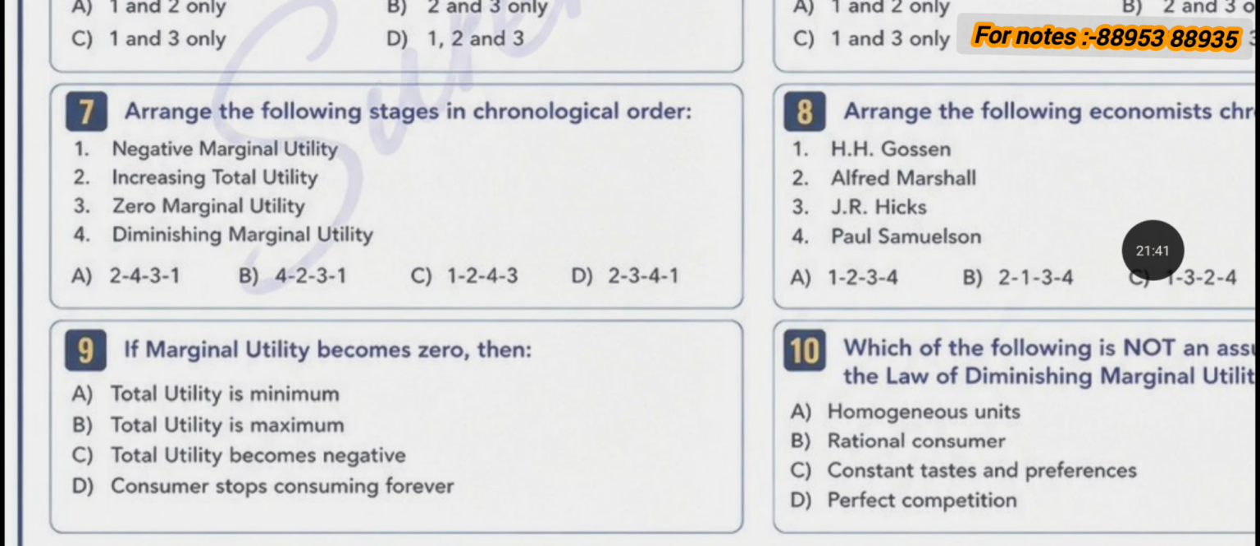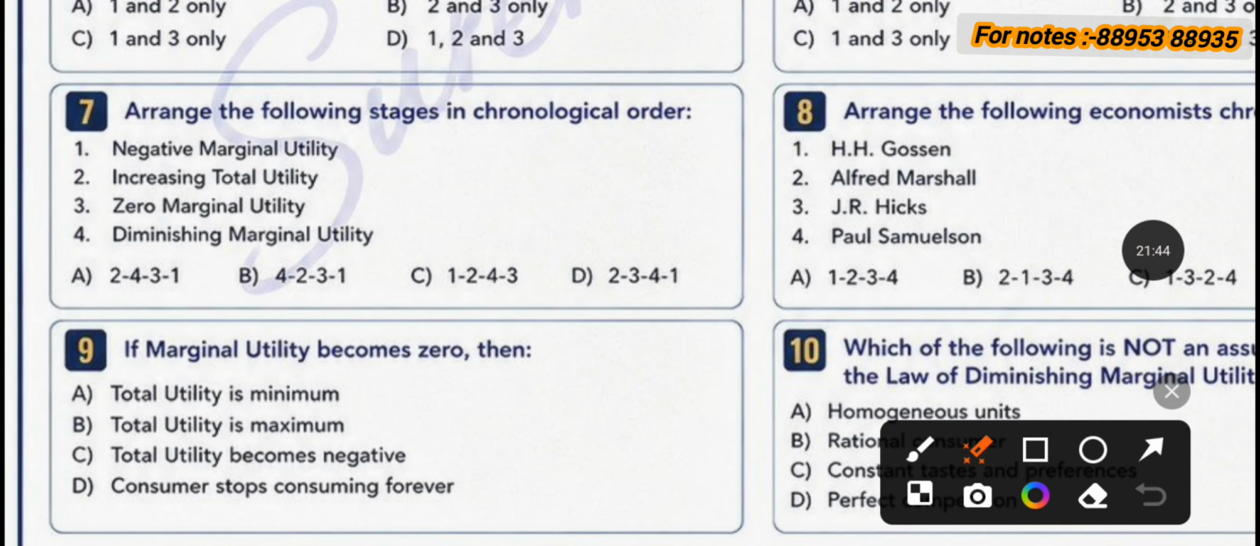Which is chronological order. Arrange the following stages in chronological order. Number 1, negative marginal utility. Number 2, increasing total utility. Number 3, zero marginal utility. Number 4, diminishing marginal utility. And you have to choose according to chronological order. Then what is the correct answer? The correct answer is option A here, which is first increasing total utility, after that diminishing marginal utility, after that zero marginal utility, after that negative marginal utility.